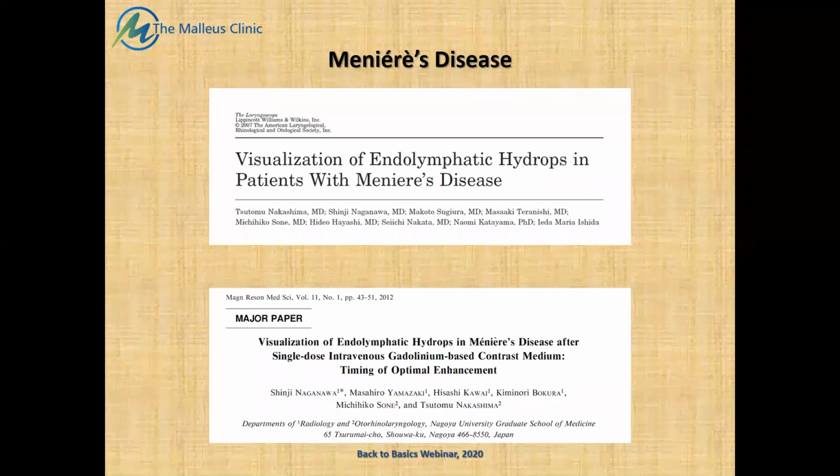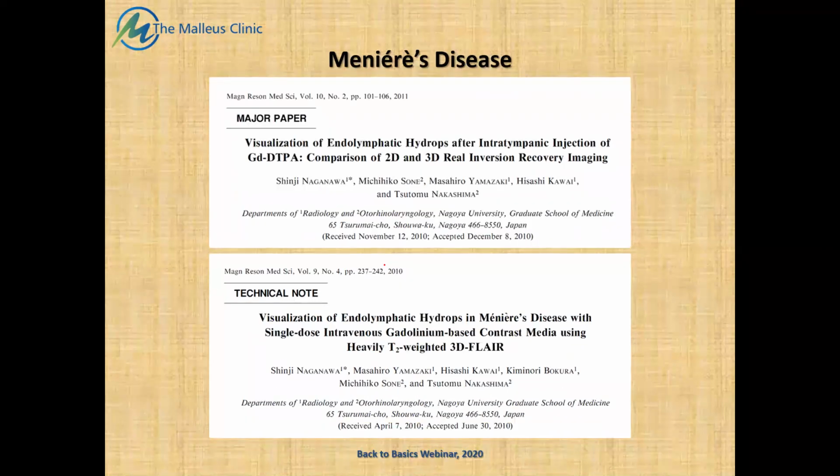and there are specific protocols designed to help us visualize the utricle, the saccule, and the scala media better, because at the end of the day, endolymphatic hydrops is a disease which involves these compartments rather than the perilymphatic compartment. Okay, in the detailed protocol you can see they talk about the 3D real inversion recovery and the heavily T2 weighted 3D FLAIR protocol, the details of which are available in these papers, and you and your radiology friends could always refer to these papers.